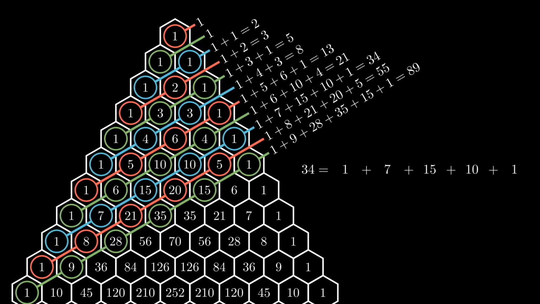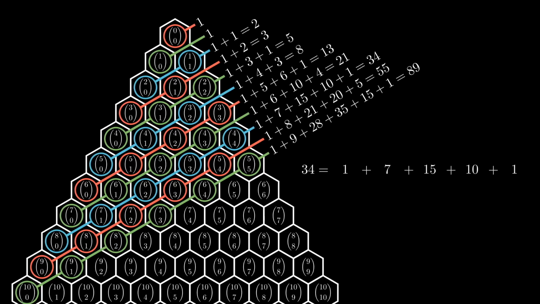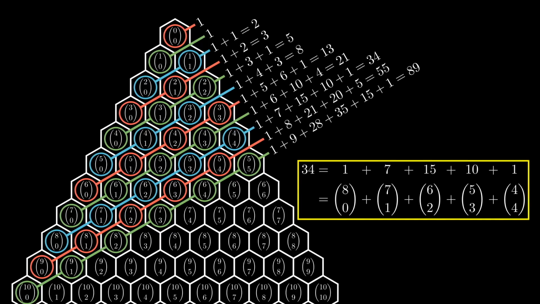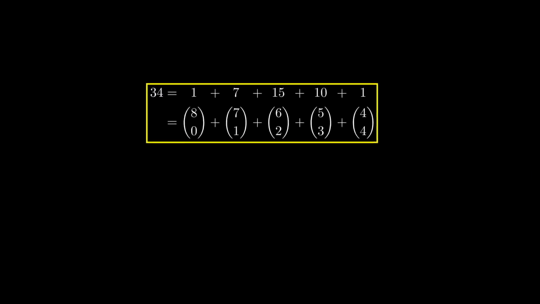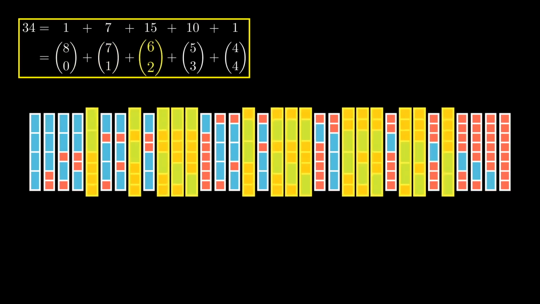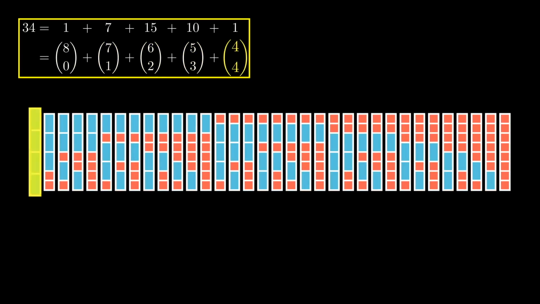Since the kth entry in the nth row is n choose k, we have the sum 8 choose 0, plus 7 choose 1, plus 6 choose 2, plus 5 choose 3, plus 4 choose 4. Now we want to see how our 34 tilings can be broken up into this new sum. This is another good spot to pause and ponder how else we can split up these tilings. The idea is to consider tilings with 0 dominoes, 1 domino, 2 dominoes, 3 dominoes, or 4 dominoes.